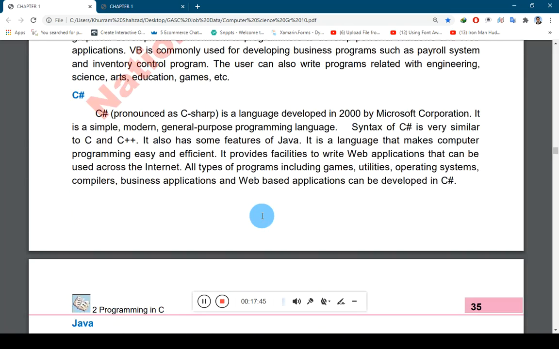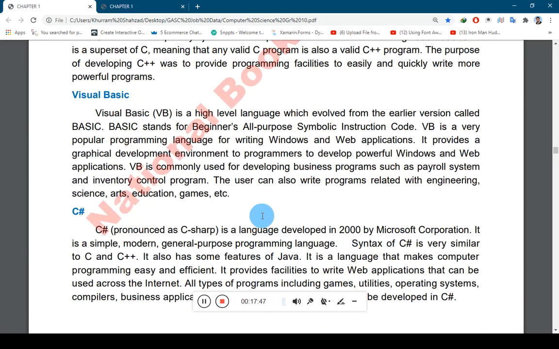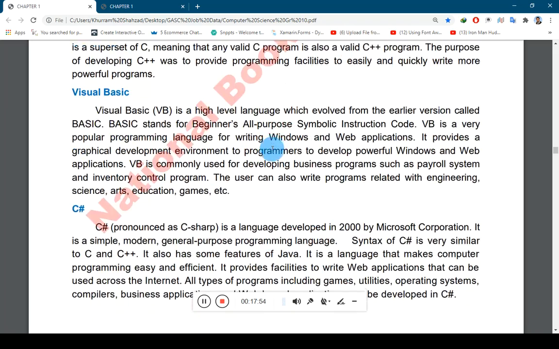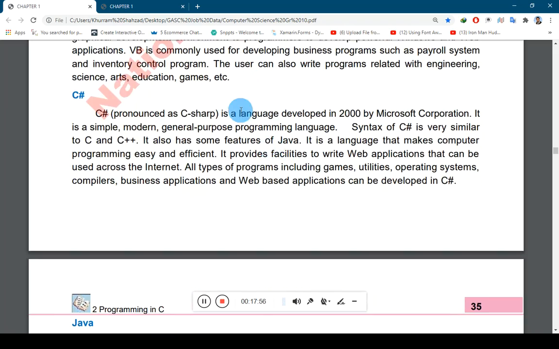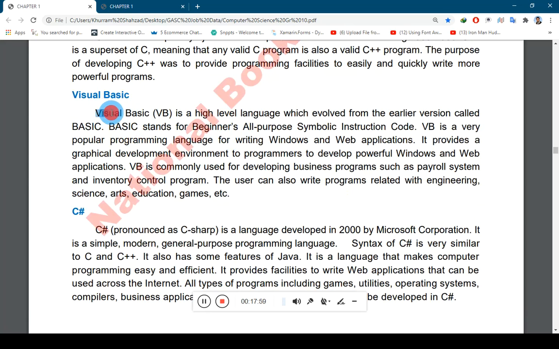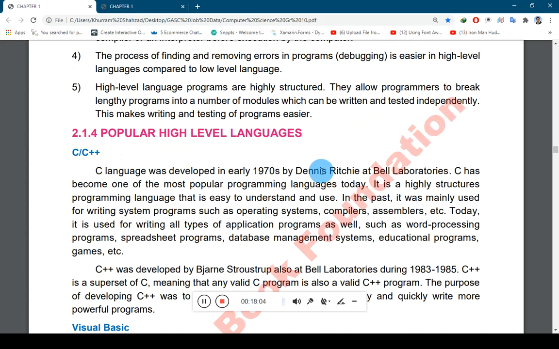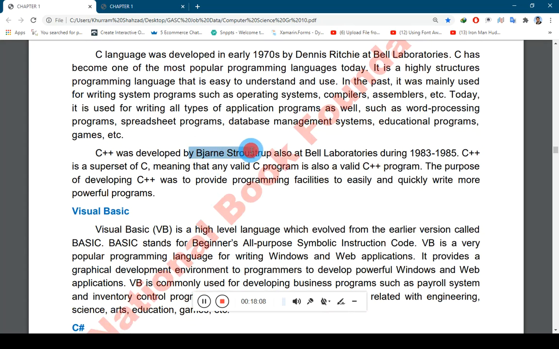You have to understand this lecture very deeply because most of the examination MCQs and short questions are based on this topic. So you have to remember these topics and you have to remember the languages and their creators. For example, C was developed by Dennis Ritchie at Bell Laboratories and C++ was developed by Bjarne Stroustrup at Bell Laboratories. And you should also remember dates because they will be in MCQs in the final examination. So this is our today's lecture.